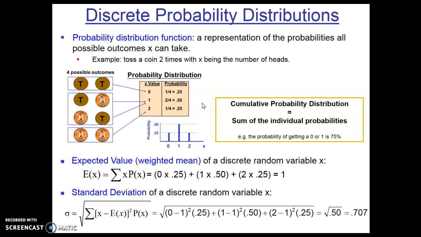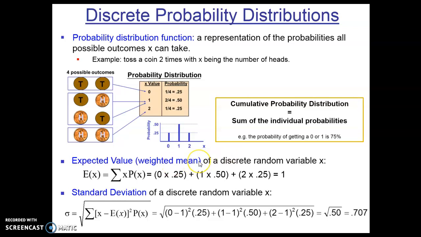The cumulative probability of 0 would be 25%. And the cumulative probability of 2 would be 100%. With any probability distribution, it's nice to know the mean as well as the standard deviation. When we're dealing with discrete probability distributions, we're going to use the mean, which is the weighted mean, and we sometimes call it the expected value, because if it's the mean, the average, then it is the value that we would expect most likely.